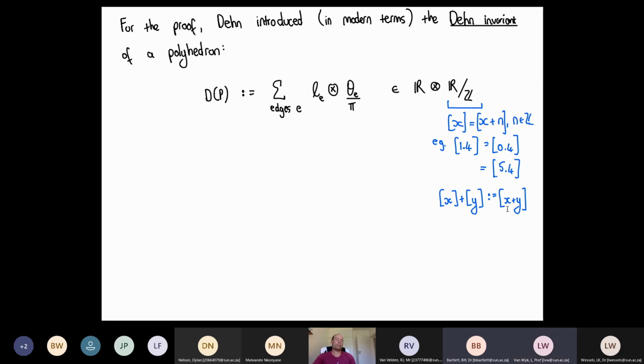Bruce, yeah. It reminds me of the floor function. Yes, indeed. Especially the notation. Yeah.